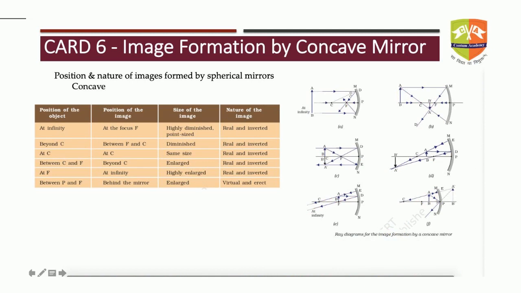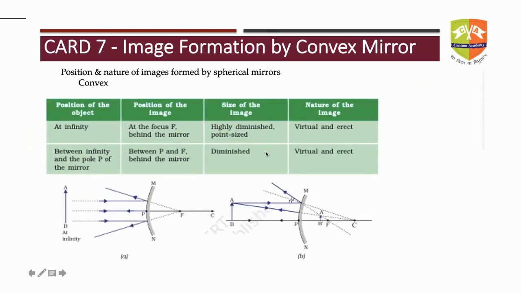And second thing is that any ray parallel to the principal axis, after reflection, we know that if light beam is parallel, after reflection it converges or diverges on the focal point. The third one is that any particular light ray passing through the focal point, after reflection will become parallel to the principal axis. So this is nothing but actually the same thing, that if incidence ray is like this, then the reflected ray would be parallel to the principal axis.